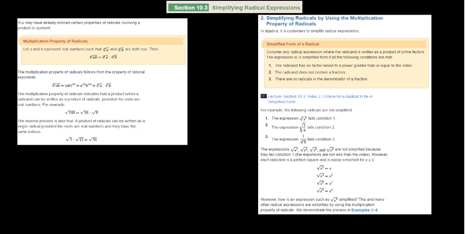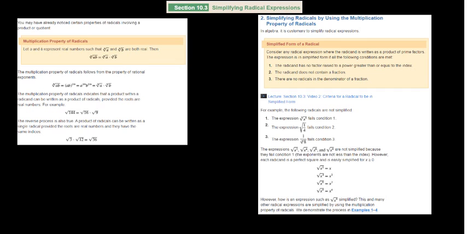The multiplication property of radicals indicates that a product within a radicand, again the radicand being what's inside, can be written as a product of radicals provided the roots are real numbers. Again, they have to be real numbers. So for instance, the square root of 144 can be broken down into the square root of 16 times the square root of 9.